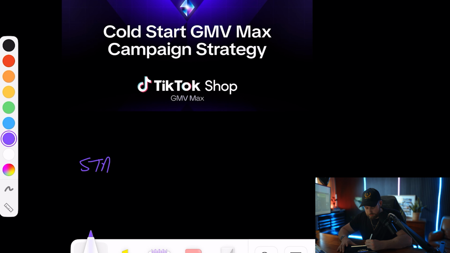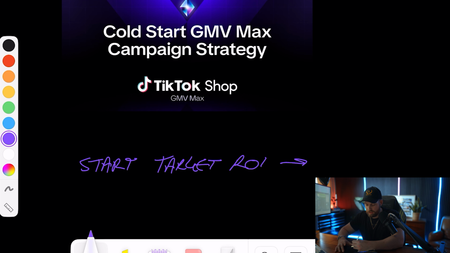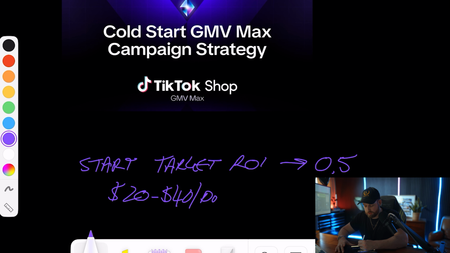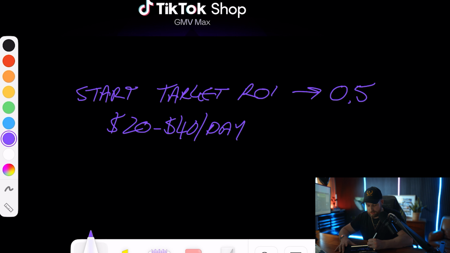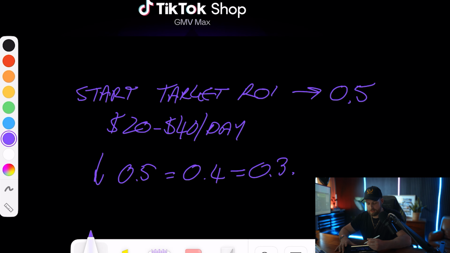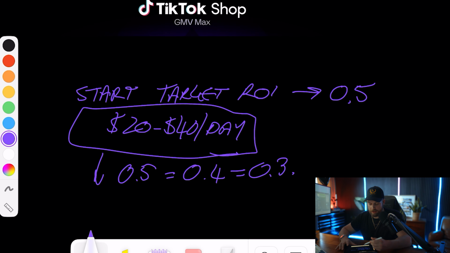I would start at a target ROI. If I had a smaller budget, I would start the target ROI at 0.5, and I would spend about $20 to $40 a day, okay? And then I would see how that went the first week, see if it would spend, see if it would get to that budget. If it doesn't, I would drop the ROI even more from 0.5 to say 0.4, 0.3, okay? Until it gets to spending about that amount per day.